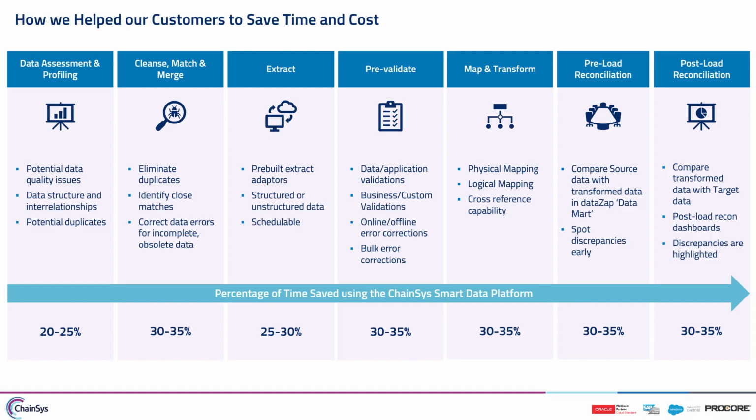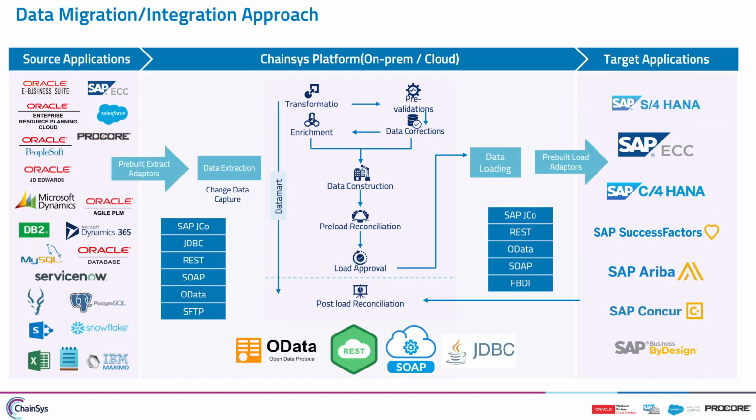So this is a simple architecture, and I'll spend a couple of minutes here. These are some of the applications from which we can extract the data using our pre-built extract adapters. We support JCo, JDBC, REST, SOAP, OData, pretty much all on-prem and cloud applications. These pre-built extract adapters are CDC enabled, change data capture enabled, so the initial data can be extracted, and all the new changes and the delta can be extracted. The transformation can be done with inbuilt features. We don't need extensive programming here.